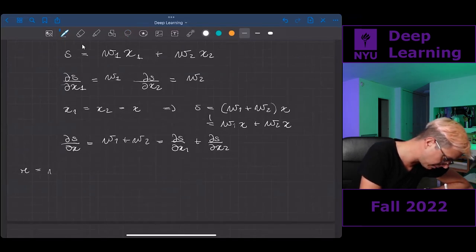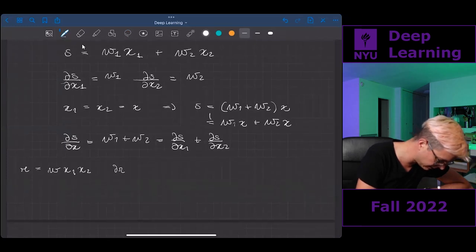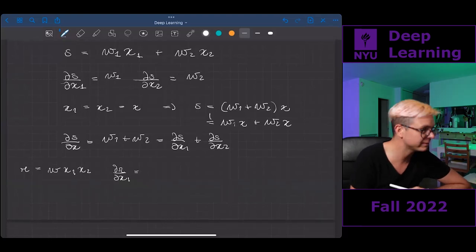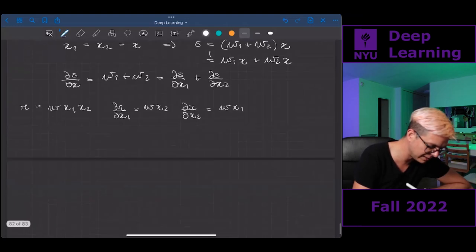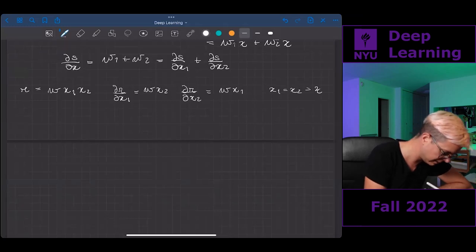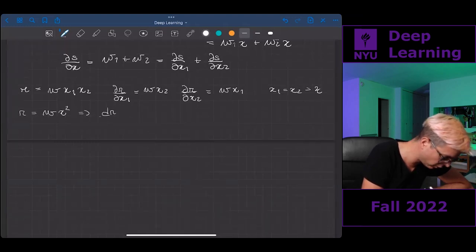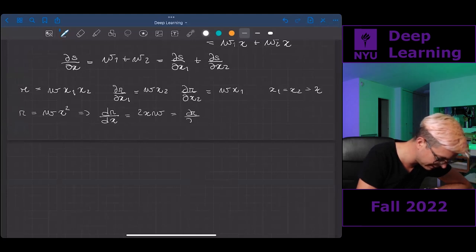R is going to be, let's say, W times X1 times X2. So if you do partial of R over dx1, it is going to be W x2. Then if I do partial of R with respect to dx2, I get W x1. And if we say that both of them are the same, X1 equals X2 equals x, then R is simply going to be W x squared. Therefore, if you do dR over dx, you're going to get 2xW, which is exactly the same as doing the summation of dR over dx1 plus dR over dx2.